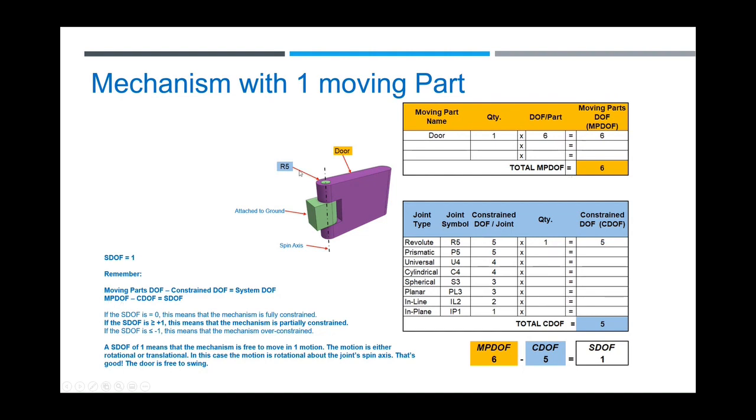And then you add a hinge to it, which ties to the ground, which has a value of 5. So 6 subtract 5 is 1. And that means the middle line here is positive 1 or more. That means it's partially constrained. That's what you want. You want your door to swing back and forth.